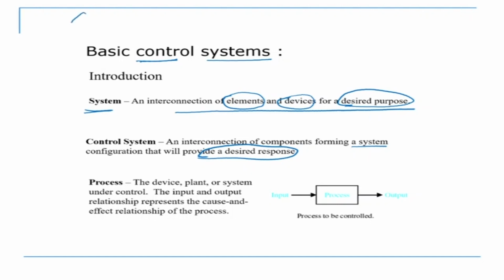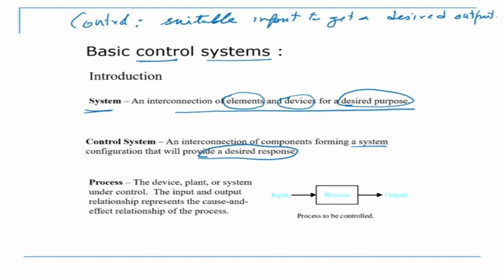So what is a control system? First of all, it's a system, and when you're saying control, what is it that it means? It basically means that you find out a suitable input to get a desired output.